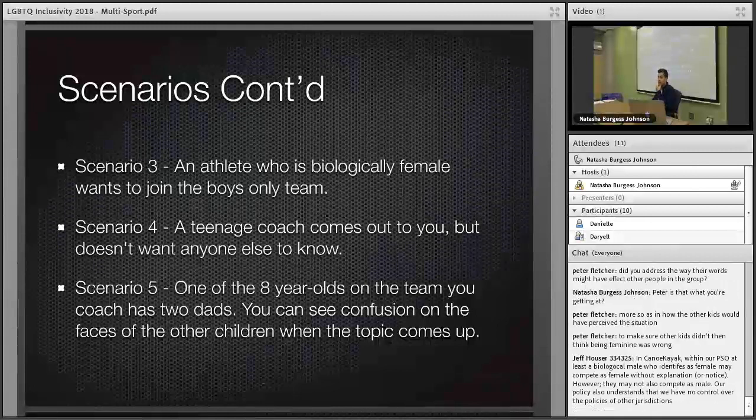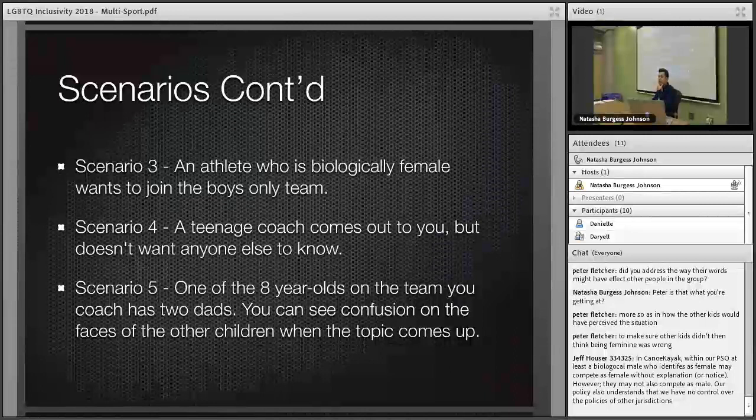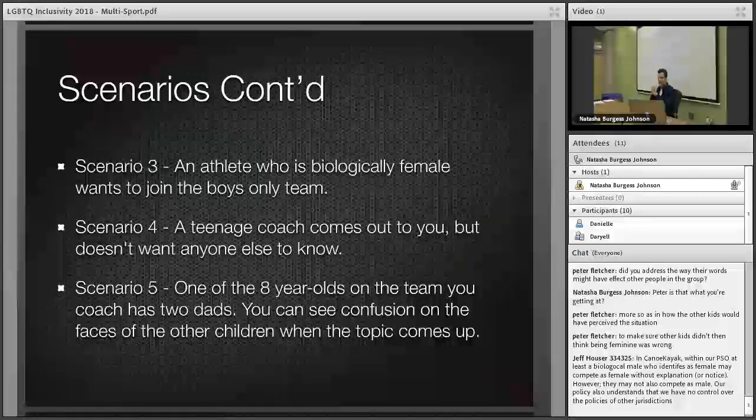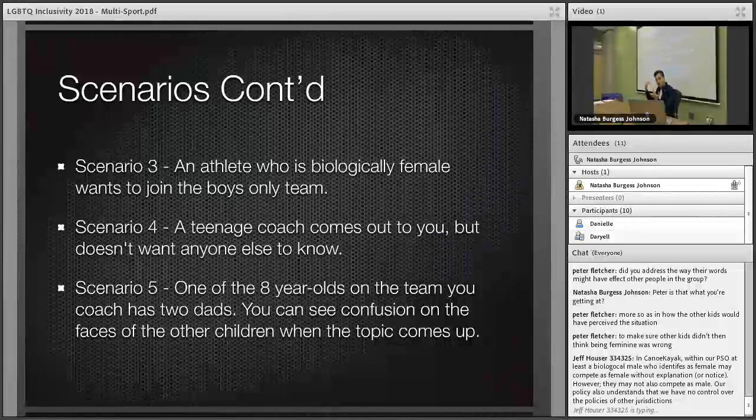And internationally, that's still being figured out, isn't it? Like at the IOC level, they're still saying, we're not sure. So beyond sort of a provincial, maybe national level, there's still a lot of question marks for some of this. It'd be great if we could figure out all the answers right here, right now, but I don't think we can. Scenario 4, a teenage coach or athlete comes out to you but doesn't want anyone else to know.